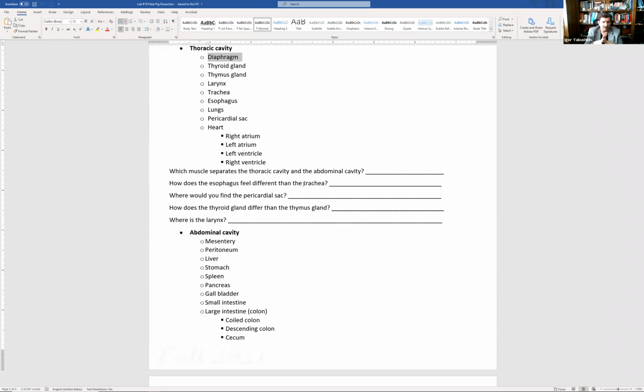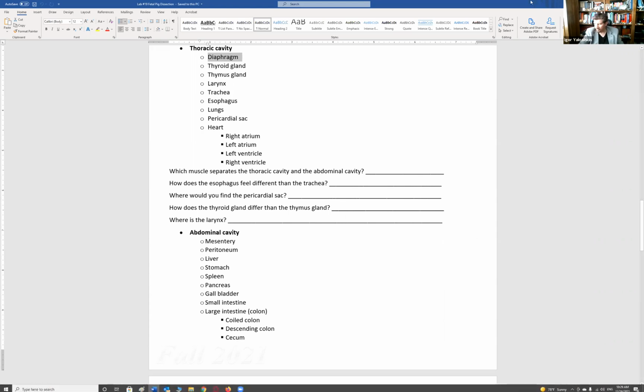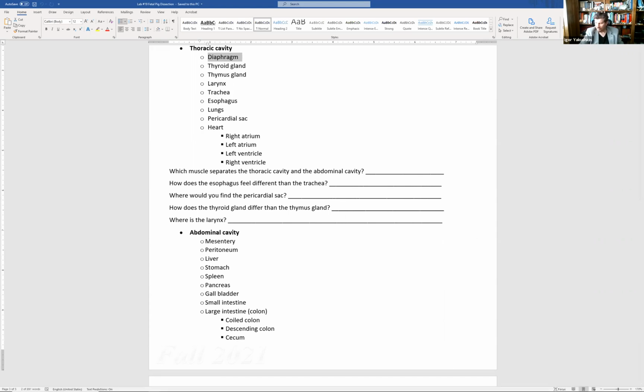Where would you find the pericardial sac? Pericardial sac will be connective tissue essentially surrounding the heart. How does thyroid gland differ from the thymus gland? Thyroid glands are on either side, two granular structures, but I don't remember if you'll see it in that particular one, let me pull it out again, hold on.